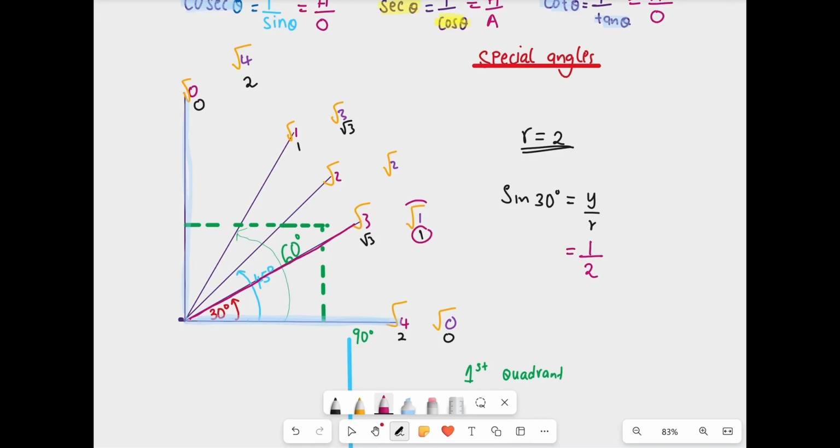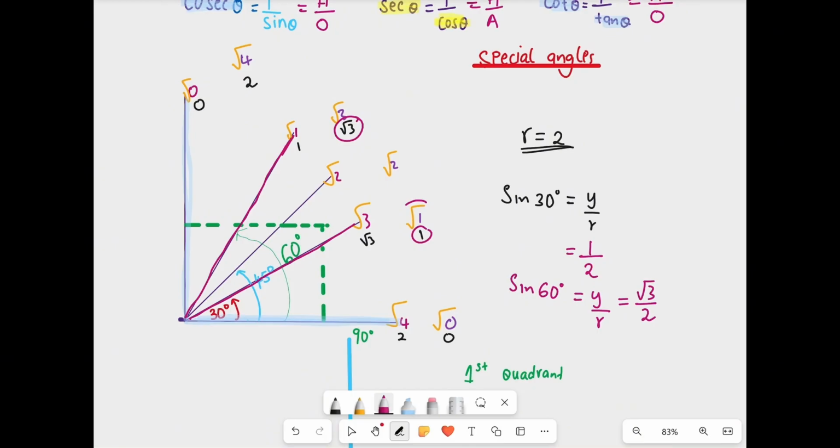Let's say, for example, we are looking for sine 60. So sine 60 is equal to, still, y over r. So where is the terminal arm for 60? So here is the terminal arm for angle 60. What is y here? Y is the square root of 3. So it will be square root of 3 over r. We said it is always 2.